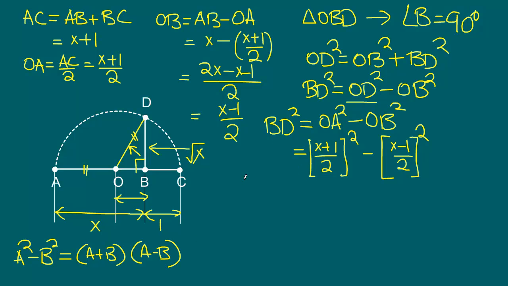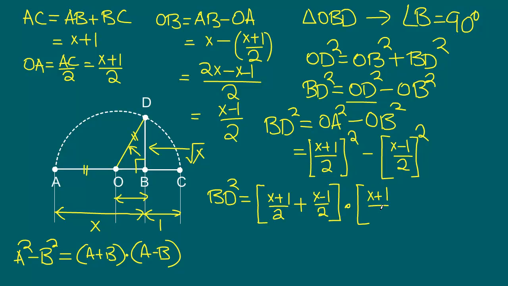So we can say BD square, we are trying to find out what is BD square. Let's give ourselves a little bit more space. BD square equals, now it will be a plus b, right? A plus b. So this whole term is a. So let's write it as x plus 1 by 2 plus, this is the plus, and this is the b, which is x minus 1 by 2. So multiply by a minus b. So a is this term again, x plus 1 by 2 minus, this was plus, a plus b, this is minus, b is this term.